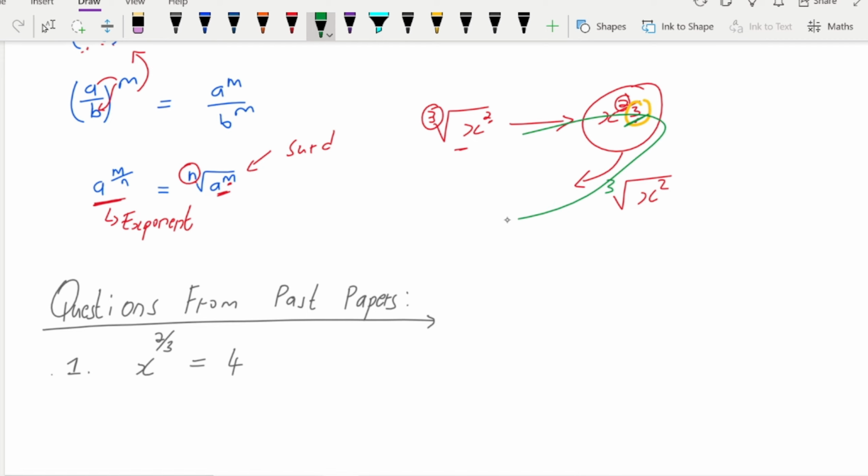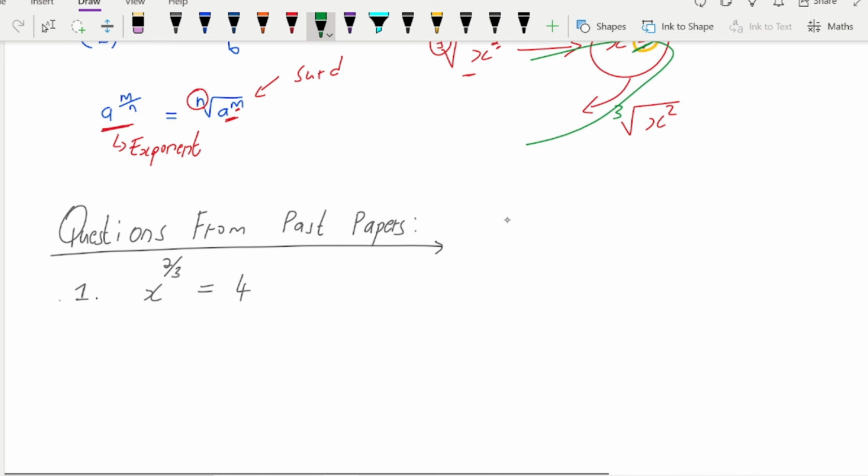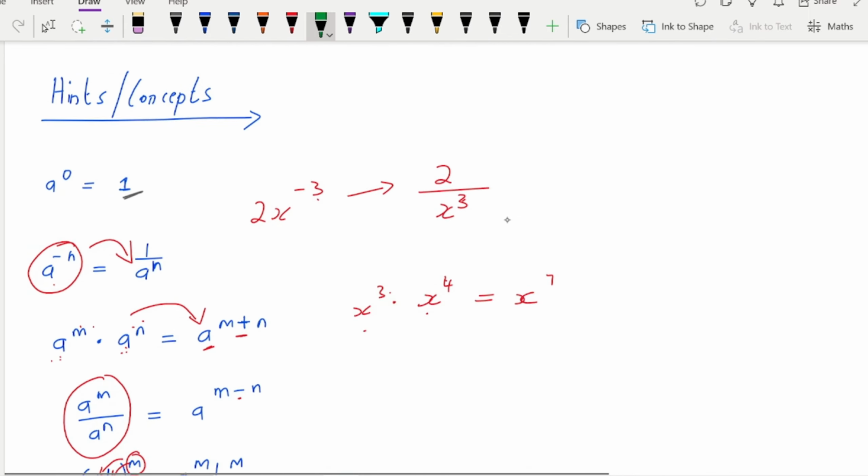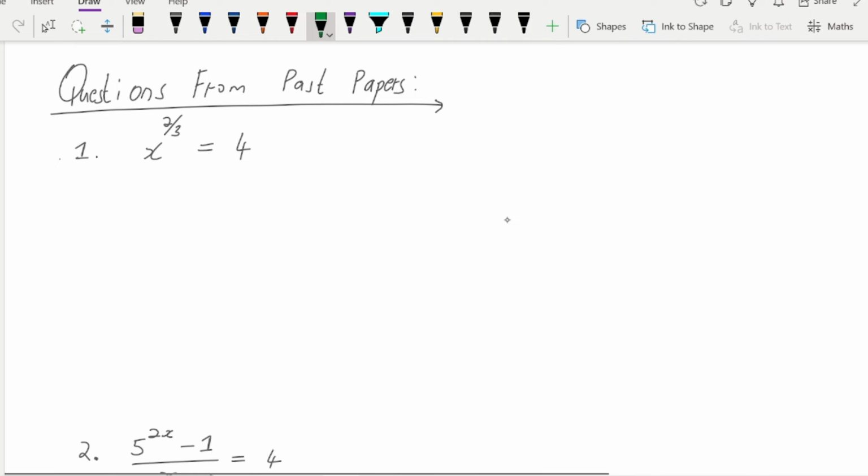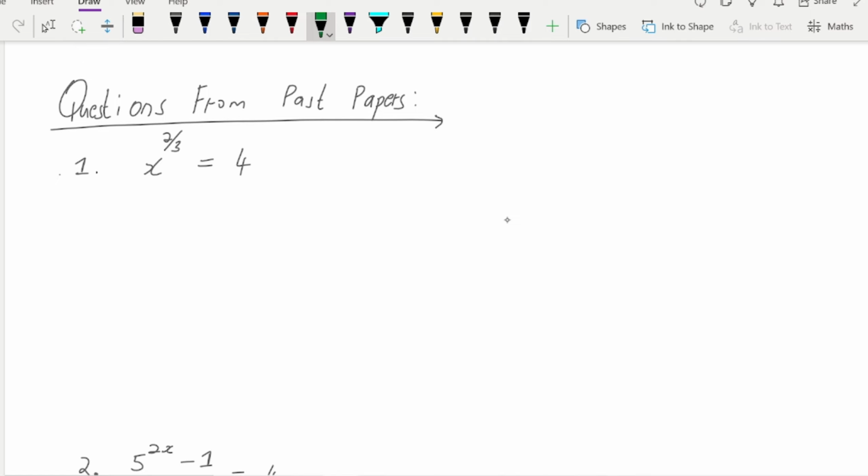Okay, now to test these rules, we look at questions from past exam papers. So the first question that we have here is, note that all of these questions that we're going to attempt are all solve for x questions.